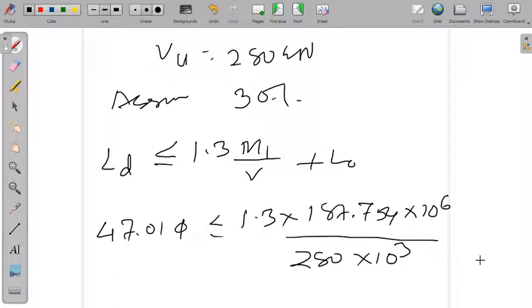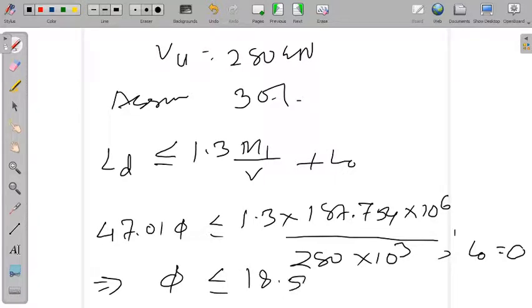Okay, plus L0. So right now let us assume that L0 is equal to 0. So if you do this calculation, the phi value must be less than or equal to 18.54 mm. If I do not provide any additional anchorage length, that is L0, then the phi value we provide must be less than 18.54 mm.